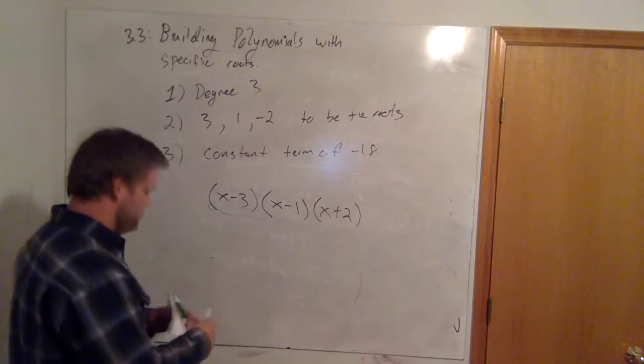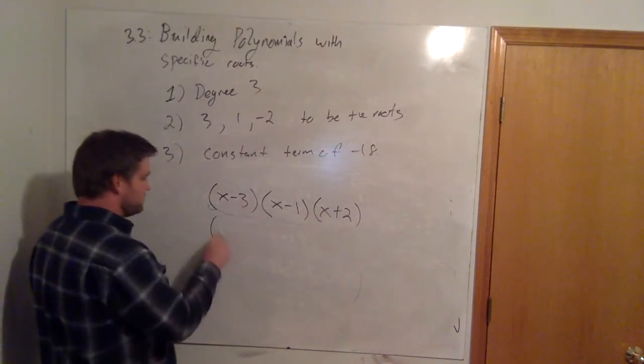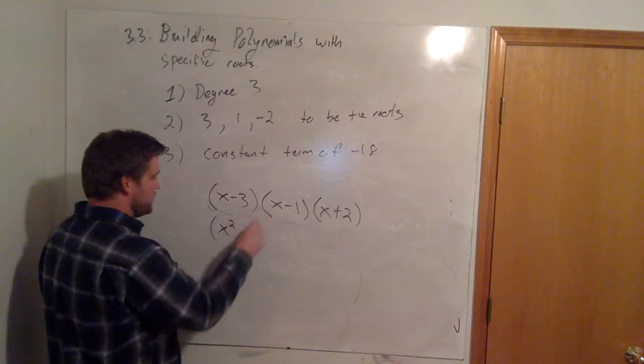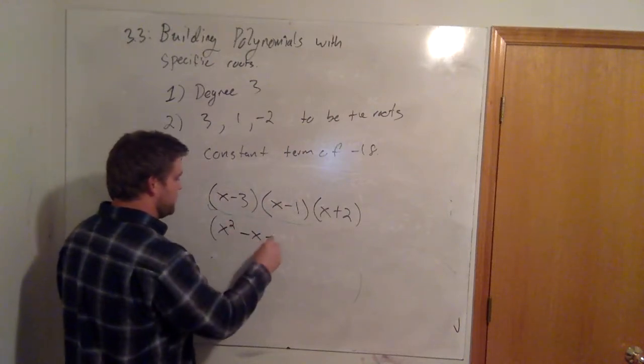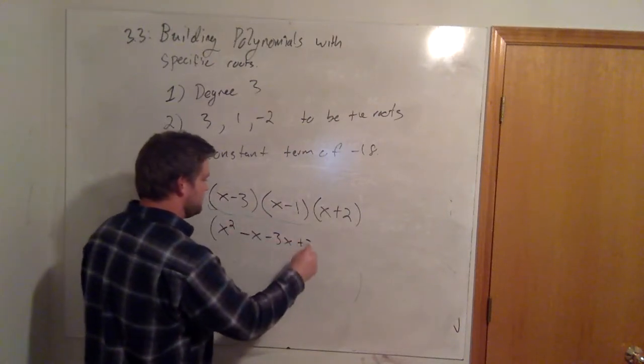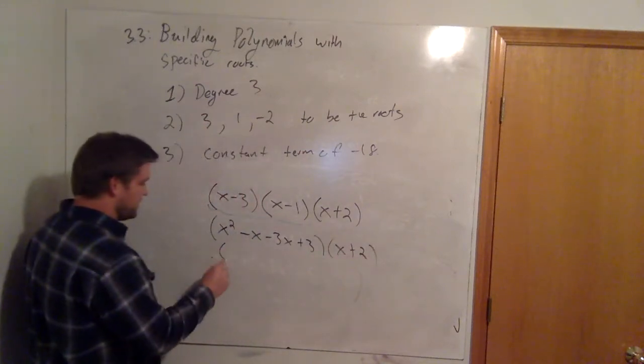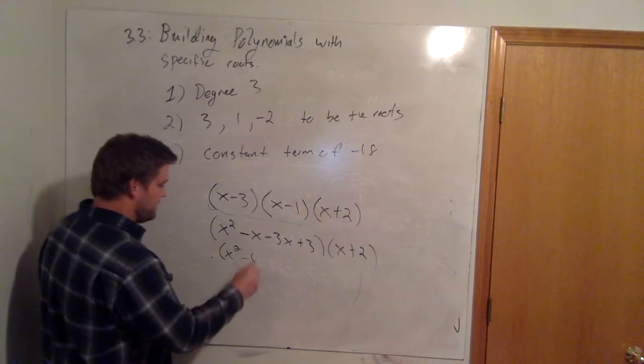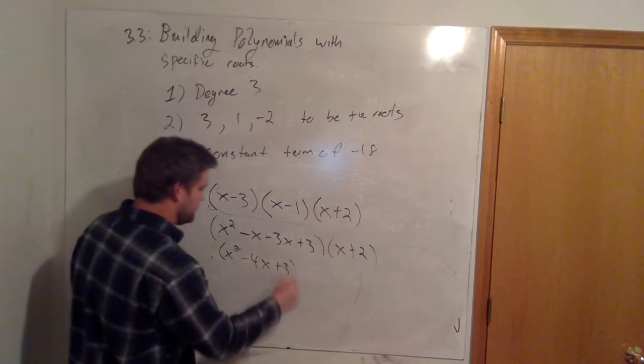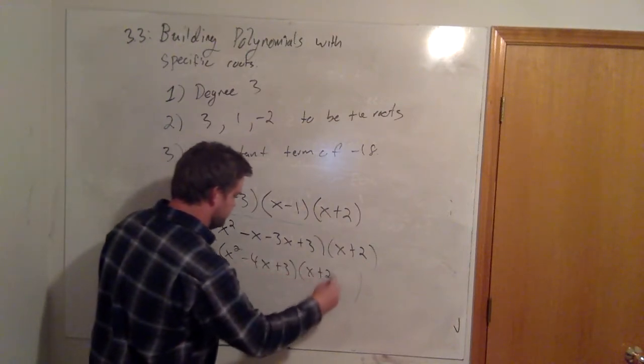Let's FOIL it out. I'm going to get what? An x squared. I'll get a minus x. I'll get a minus 3x. And I'll get a plus 3 times the x plus 2. So it looks like we have an x squared minus 4x plus 3 times an x plus 2.